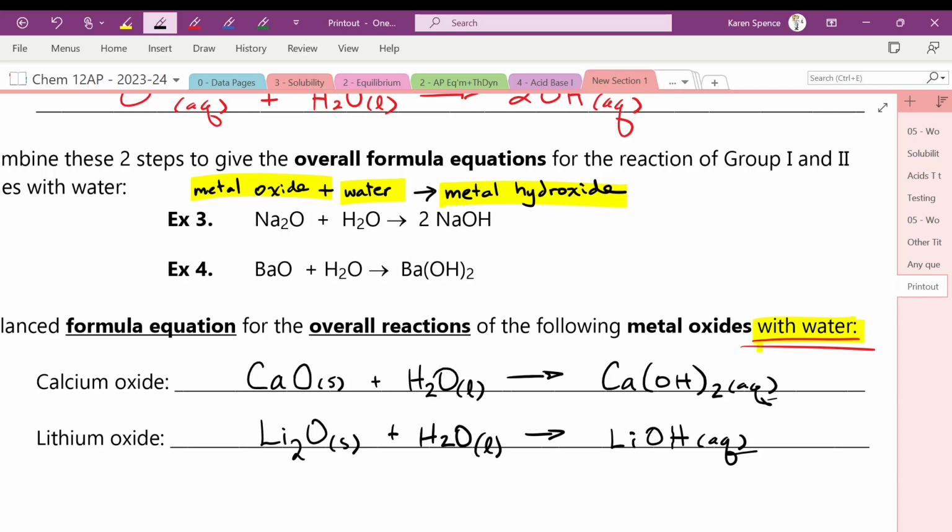Are we happy with these reactions? Which one are we unhappy with? Second one. Why? It is not balanced. So I need 2 lithium, so I'm going to put a 2 here. Does that fix everything? Yes.